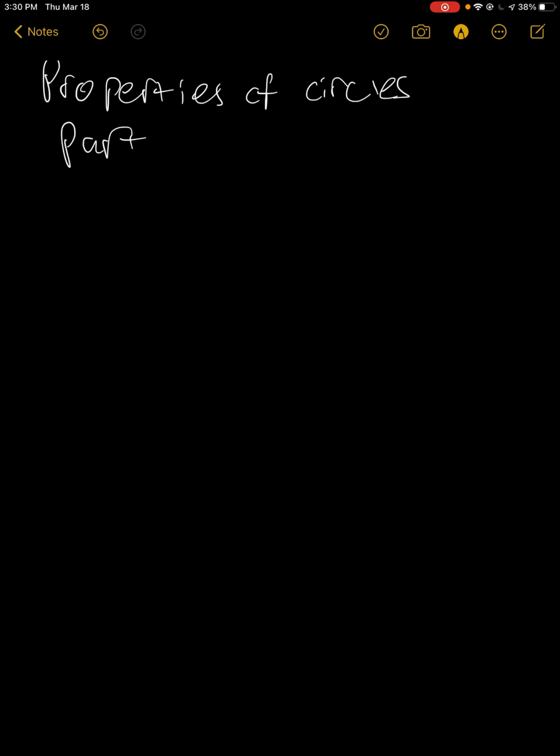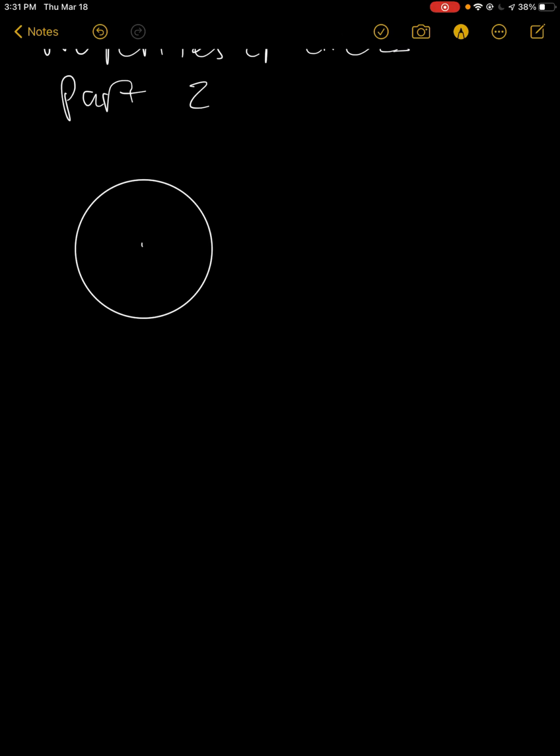Okay, so today we're looking at properties of circles, part 2. What we're going to be doing today is just a quick recap. We need to remember that this here is called the central angle.